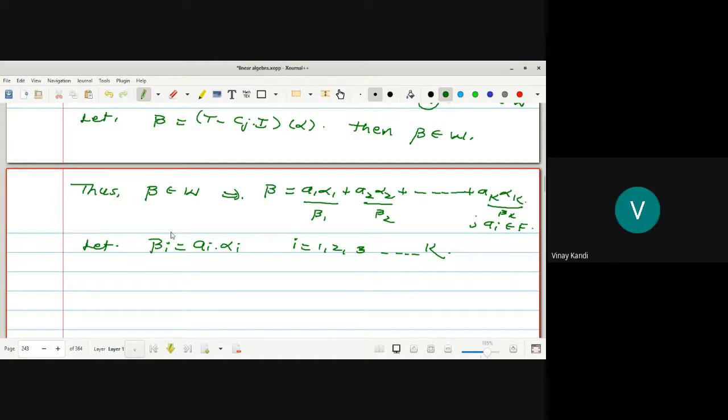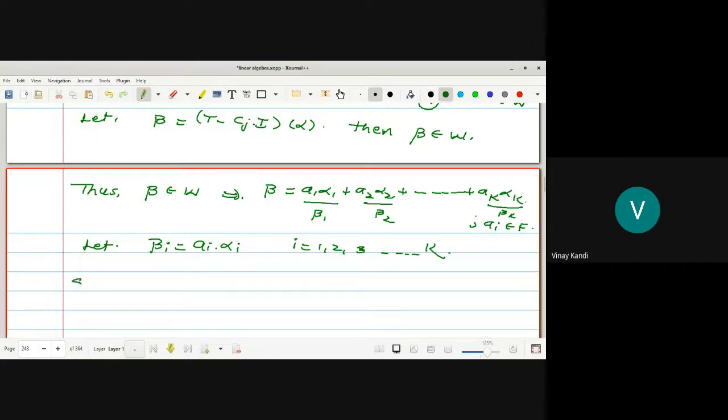No, one by one, sir. Remember each part one by one, then it will be easy for you to remember the theme. That means you check whether you understand each step or not. Okay, now here beta is equal to a1 alpha 1 plus a2 alpha 2 and so on up to ak alpha k, and let bi is equal to ai into alpha i, for i running from 1 to k.